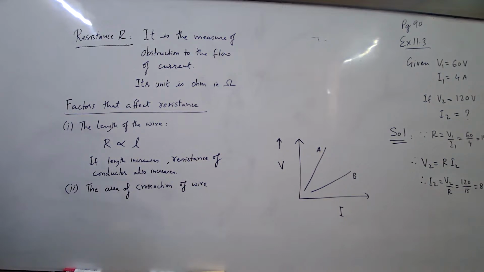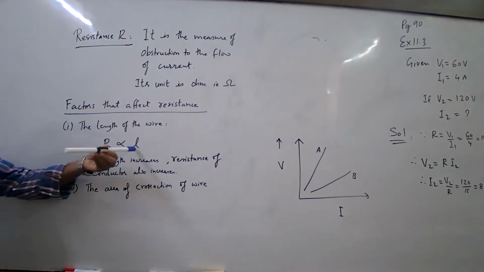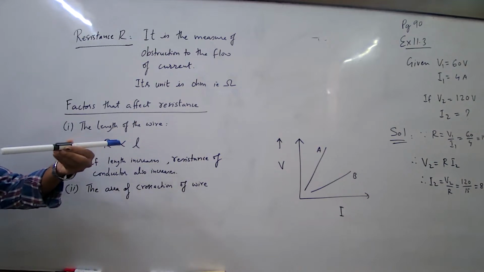So if the length is doubled now, initially collisions were happening only over this much length. Now collisions will happen till here. So is the resistance increasing or not? It will increase because now the collisions are also doubled. That is why with length, resistance increases.